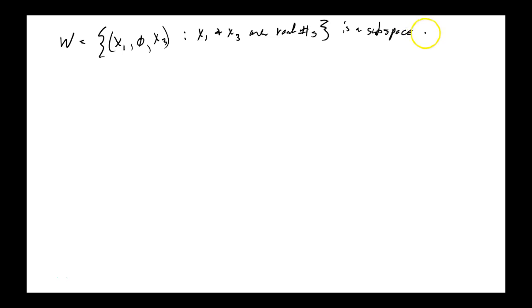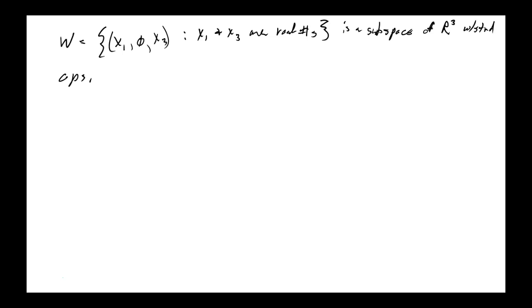of R3, R superscript 3, with the standard operations. Now, just a little bit of a thing here. R3 would be the set of all ordered triplets x1, x2, x3, where x1, x2, and x3 are all real numbers. So this is the set of all ordered triplets.